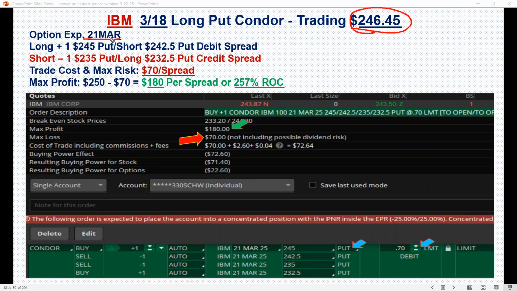So this is the 21 March series. That was a Friday's expiration. So bought the 245 put, sold the 242 and a half. So here's what that would look like. And then at the same time, we can leg in or we can do these all at once, then sold the 235, 232 and a half. All right, so did that. So the put condor.